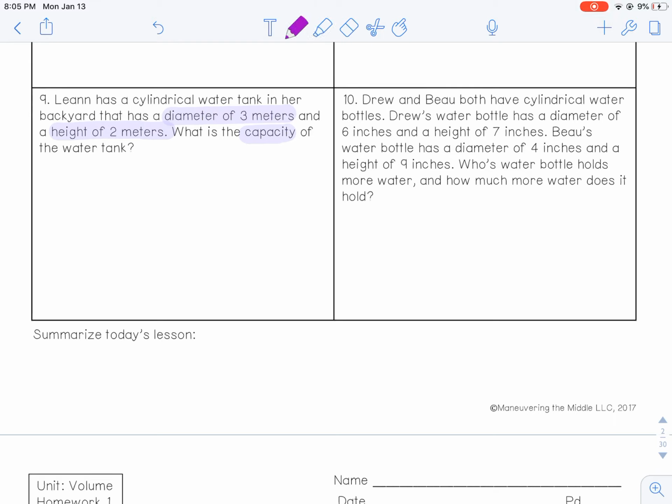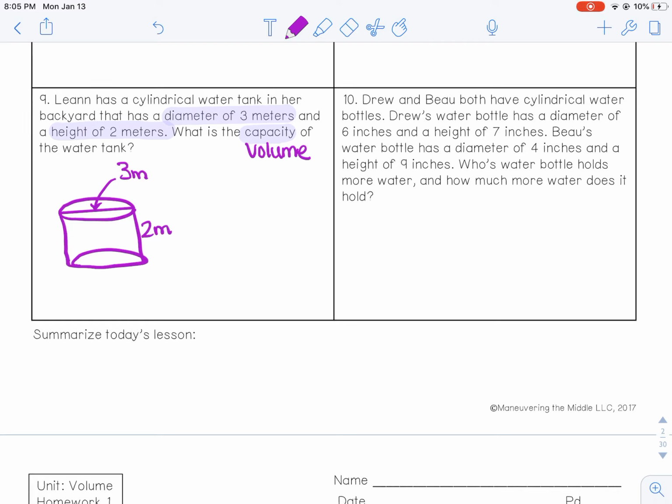All right, so first of all, Leanne has a cylindrical water tank, so I'm going to draw the water tank as best as I can because I like to be able to see it. Not very good drawing, but we'll pretend that it is. Okay, it has a diameter of 3 meters, so we know diameter goes the entire width of the circle, so that diameter is 3 meters and the height is 2 meters. Okay, so what does capacity mean? Capacity, if you look back at your notes, the very first part says capacity is just another word for volume.